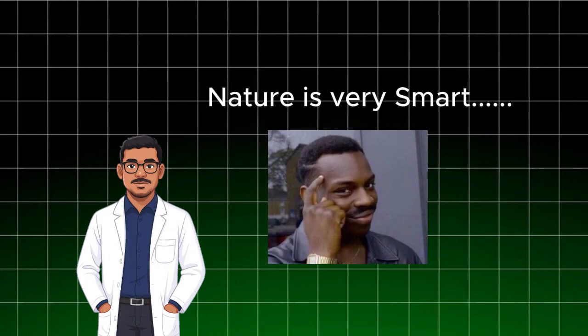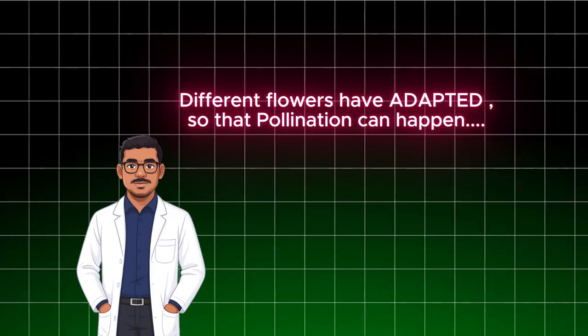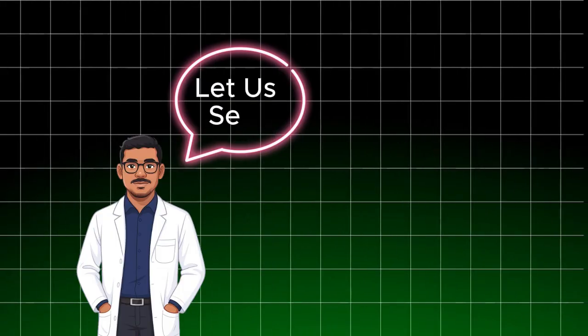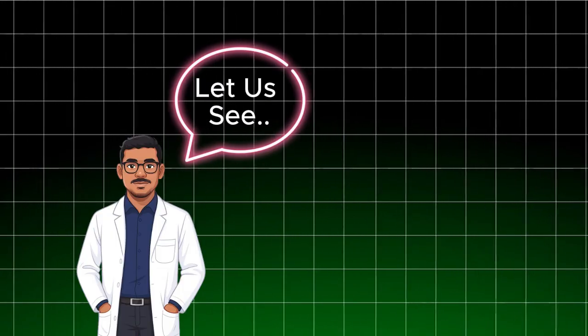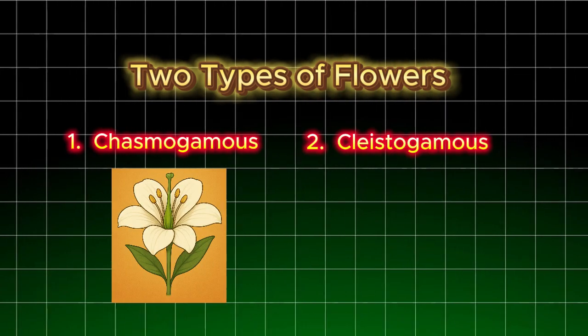Now, nature is very smart. Different flowers have adapted differently, जिससे कि pollination can take place. So let us see what are the adaptations that these flowers acquired, जिससे कि they make sure that pollination happens for sure. There are two types of flowers. पहला is Chasmogamous and the other one is Cleistogamous.